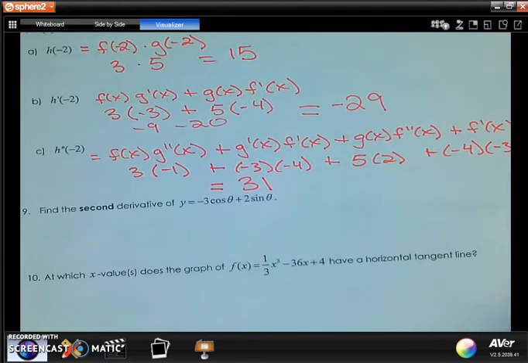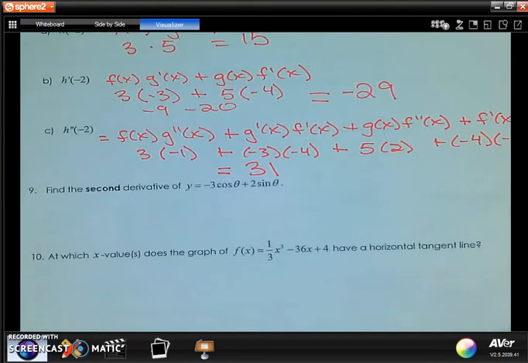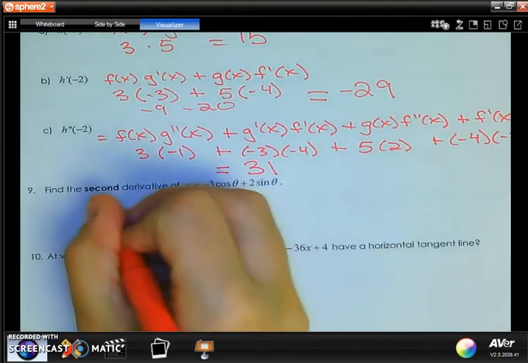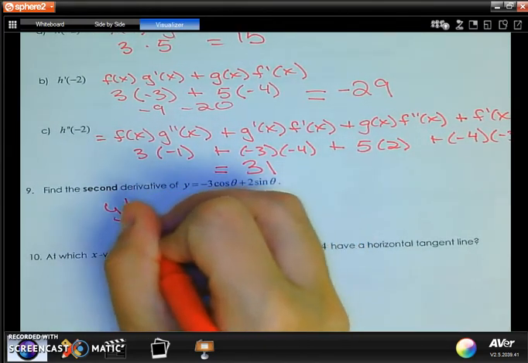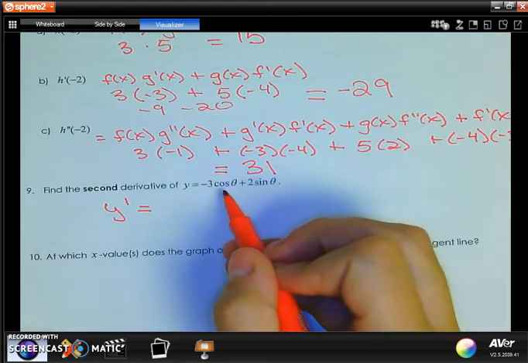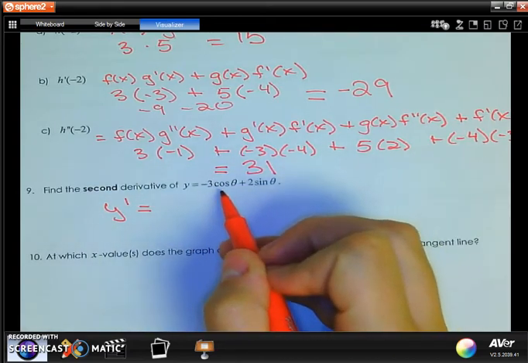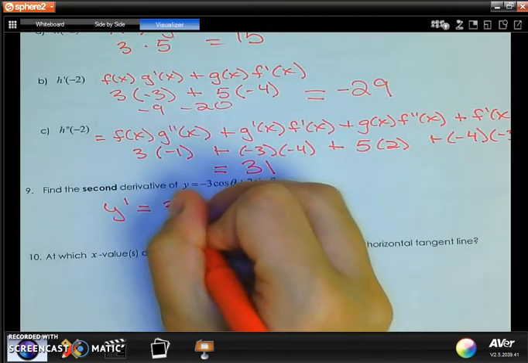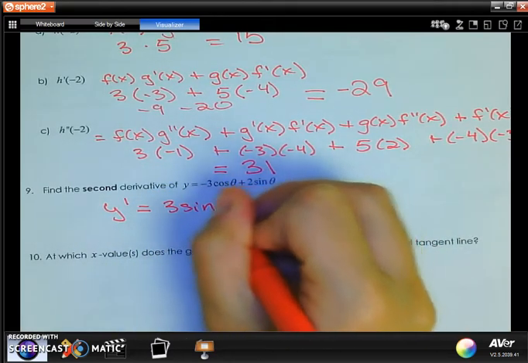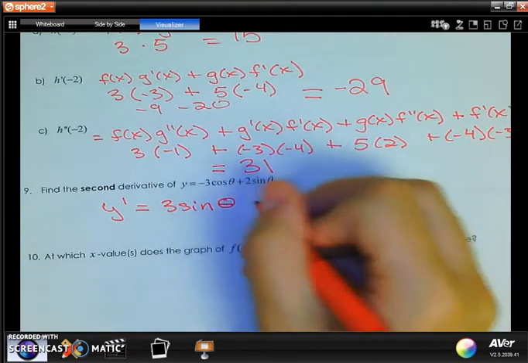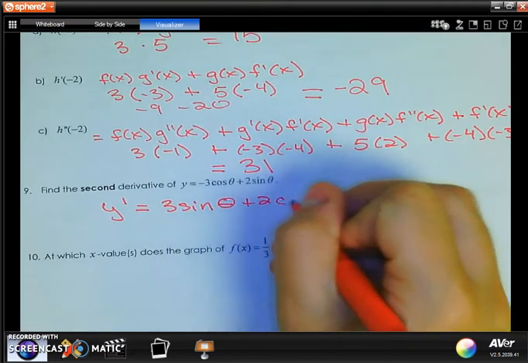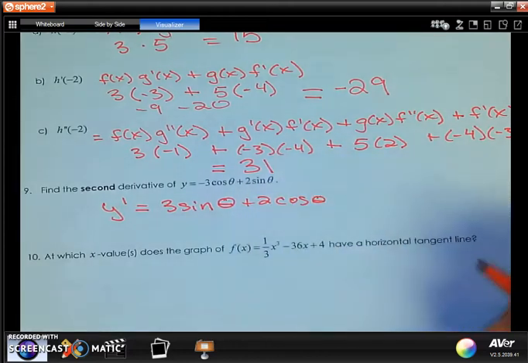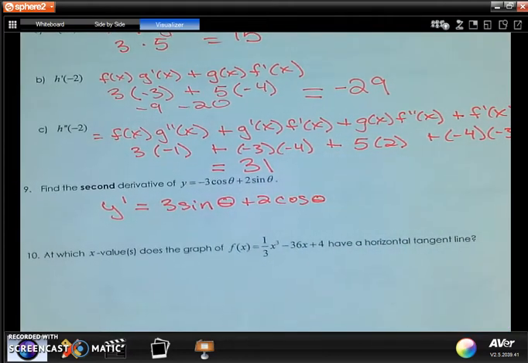Okay, find the second derivative. So the second derivative just means the derivative of the derivative. So I need to find y prime. Okay, the derivative of sine is cos. The derivative of cos is negative sine, so that's going to make it 3 sine theta plus 2. The derivative of sine is cos theta. So we've got that for our first derivative.